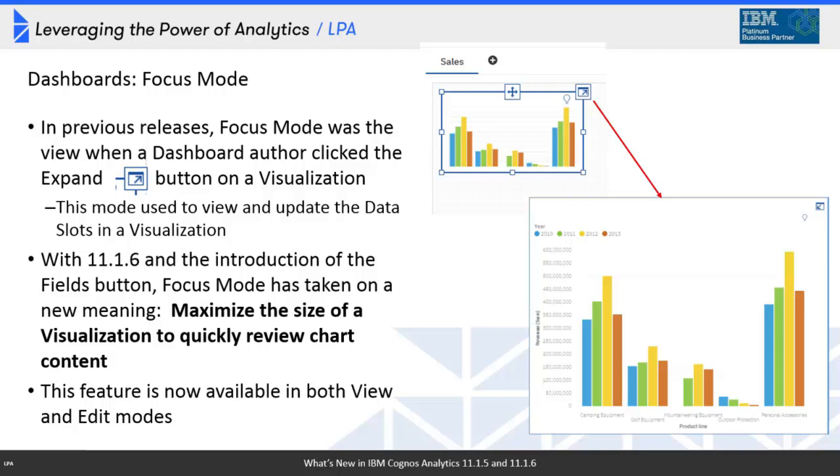When you're done examining the maximized visualization, you can click the Collapse button, which is also in the top right corner, and then the visualization will go back onto the canvas in its original size. So the Focus Mode Expand button is now about maximizing the size of the visualization so you can quickly review the content, and then you can collapse it after you've completed your review.